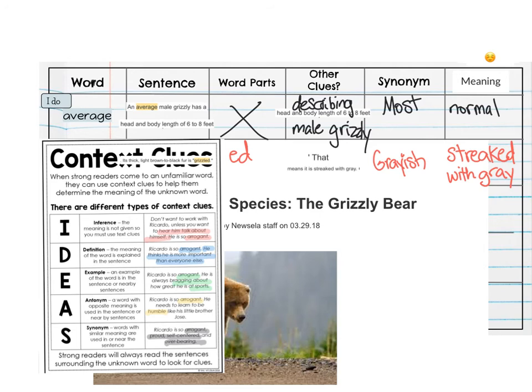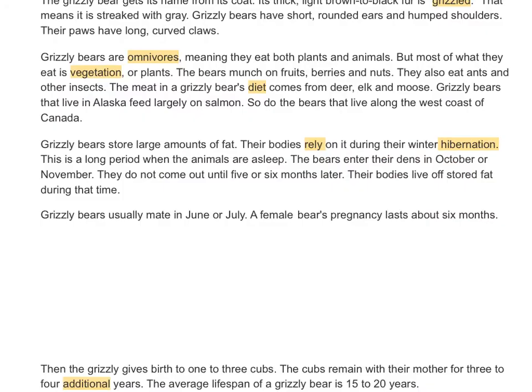Now that you have seen me model how to determine the word average and grizzled, the next paragraph says, grizzly bears are omnivores, meaning they eat both plants and animals. But most of what they eat is vegetation or plants. So let's go ahead and think about this word omnivores and vegetation. Both are found very close to one another, and you're going to have an opportunity to practice determining the meanings of these words.